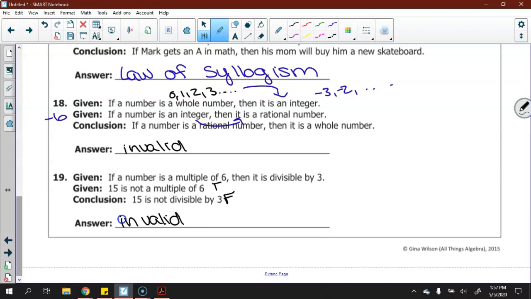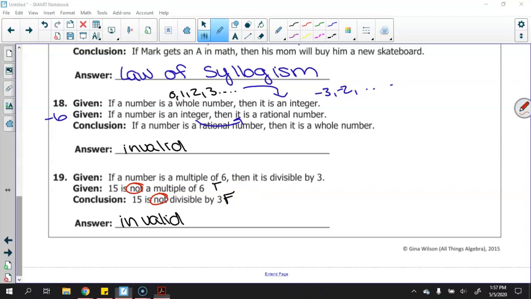If they kept it in the same order with the same truth, like it is a multiple of 6, then it is divisible by 3. See how they added in those nots? This is going to mess up your whole day. So wait, if they put in nots, it's invalid? Not necessarily, but it's going to mess everything up. You're going to have to be extra careful and check it.